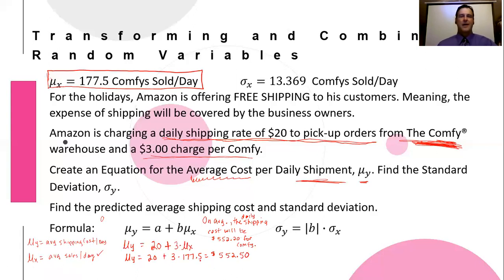Okay. Now, is that a guarantee that every day it's going to be $552.50? No, some days will be higher, some days will be lower. And because that is variable, that means there is a standard deviation associated with this average. Okay. Now remember, standard deviation is only influenced by products. It is not influenced by addition.